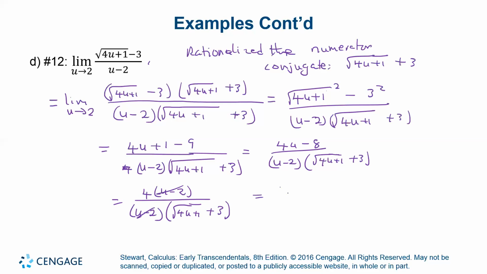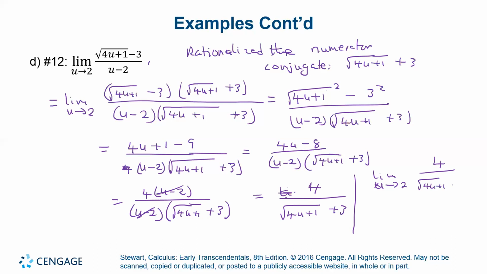And then you have the limit of 4 over the square root of 4u plus 1, plus 3. So now we take the limit of that. Remember, we just rationalized the whole thing. So now let's take the limit as u goes to 2 of 4 over the square root of 4u plus 1, plus 3.